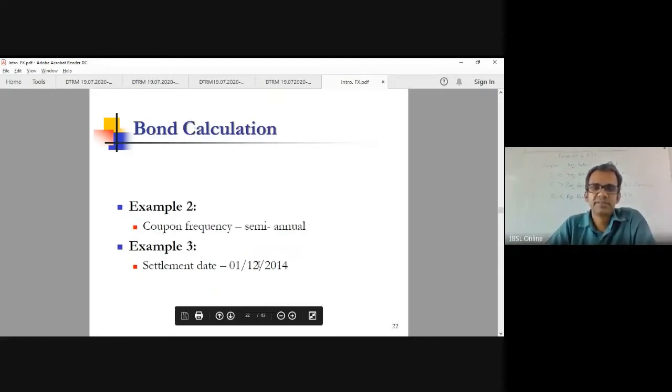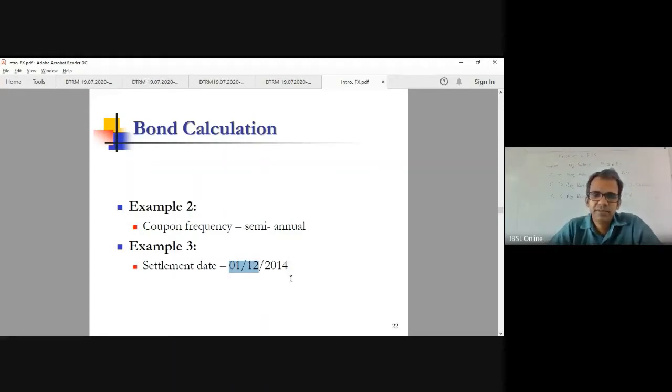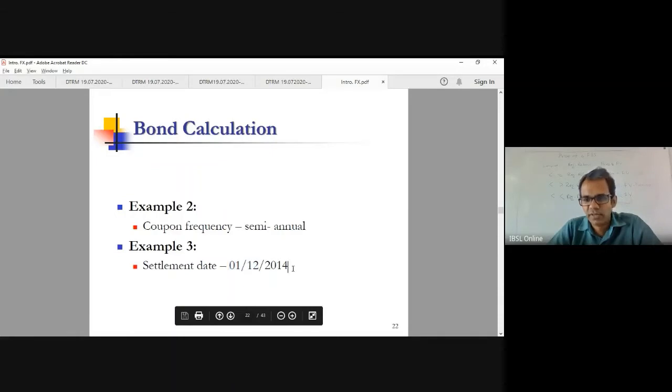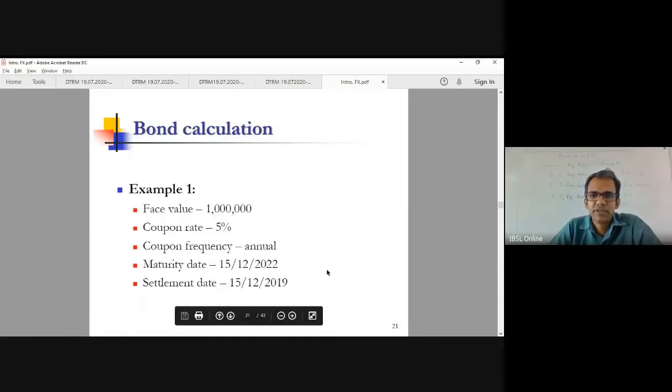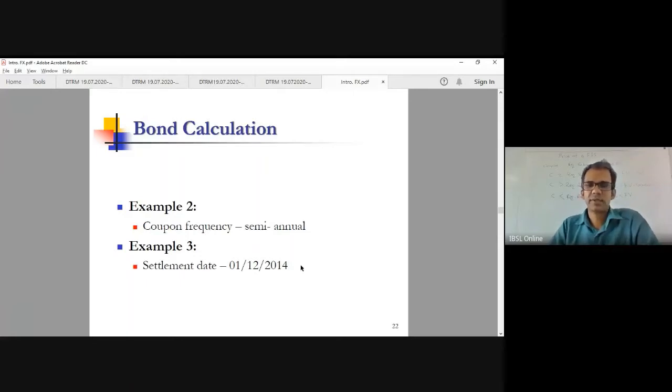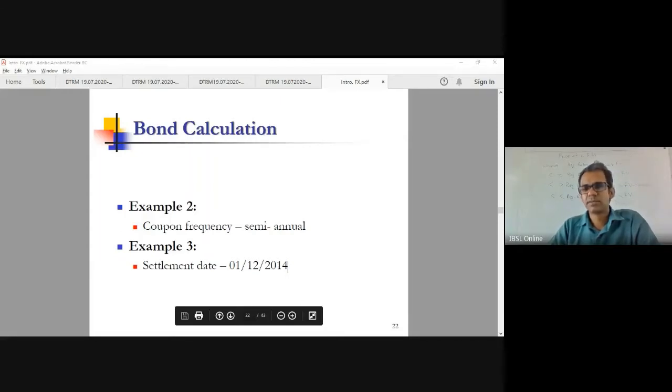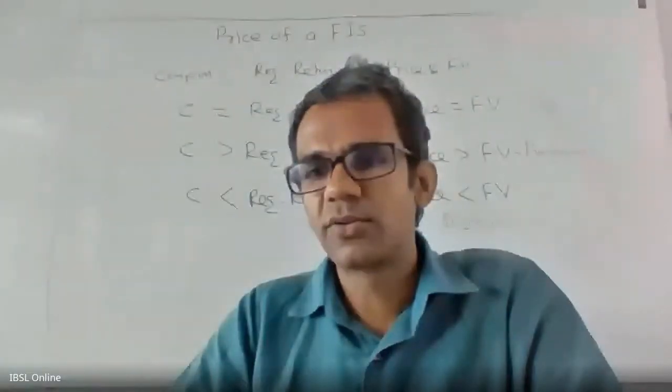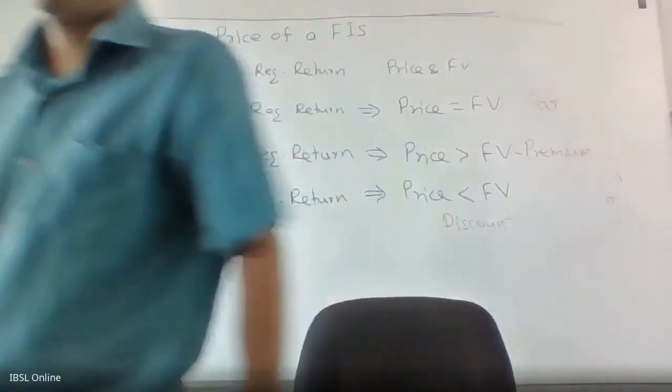But in the third example, the settlement date is not on a coupon date. It's 1st December 2014. Still the maturity date is 2020. I think better we'll make it 2019. Settlement date 1st December 2019. Otherwise, we'll get too many cash flows. So make it December 1st 2019. Then let's see how to calculate the price.